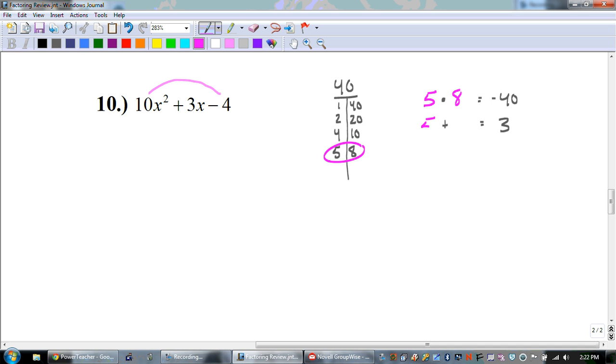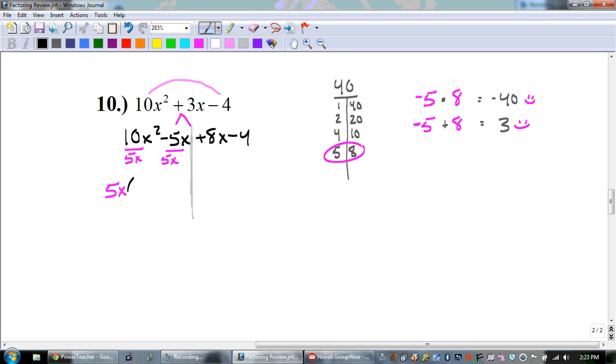But which one's negative? Because it's got to be negative 40 and a positive 3. And the only way that works is if the 5 is negative. All right, so splitting the middle term, we have 10x squared minus 5x plus 8x minus 4. So what's the GCF of the first group? Well, I see both of them have an x, but I can also take out a 5. All right, so 5x comes out front, and we're left with 2x minus 1.